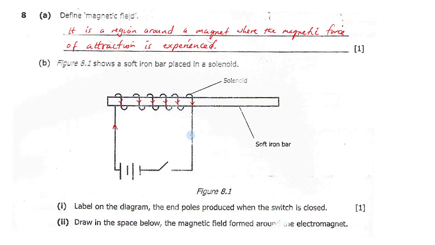Now when we label the current like that, we are going to use the right hand grip to label on the diagram the end pole produced when the switch is closed. This will become a magnet whenever current starts passing in the coil. Then this solenoid placed inside this coil becomes a magnet, or an electromagnet. So we use your hand now.